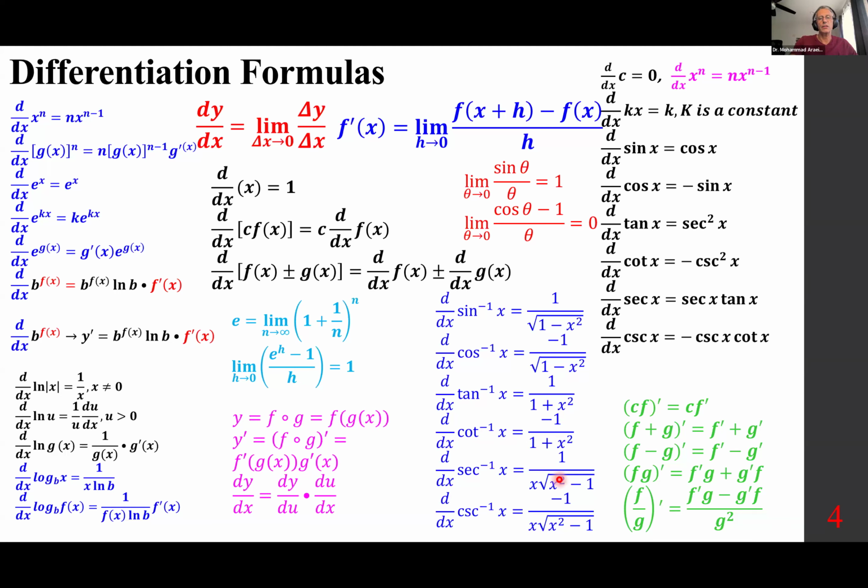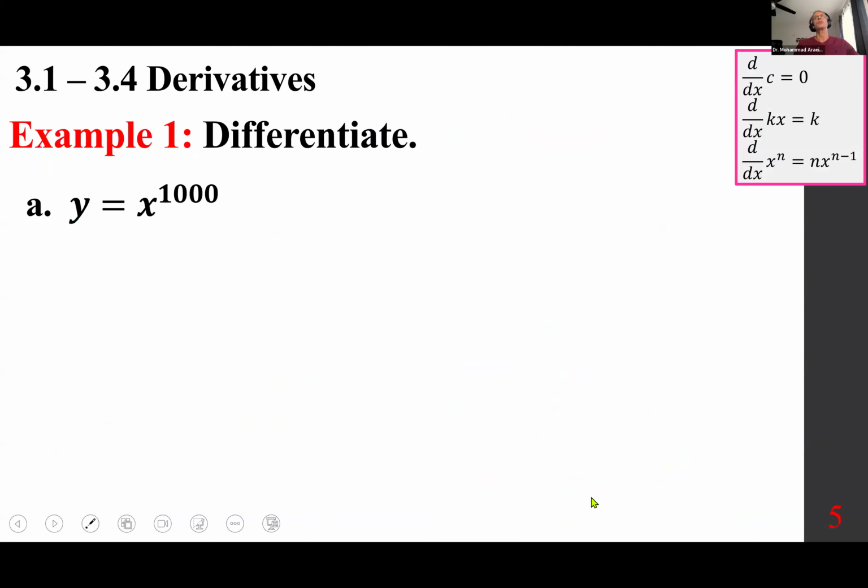The derivative of secant inverse of x is 1 over x squared minus 1. The derivative of cosecant inverse is then negative of that. So that's the synopsis of what we see as the formulas. Now what we are going to do, we are going to actually work them out with some examples to make some sense out of it.